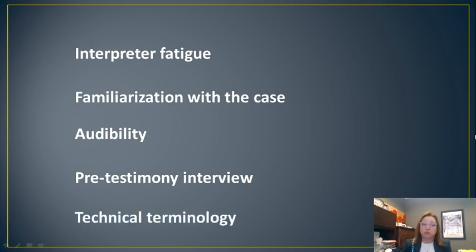Technical terminology, just like I said before, familiarize yourself with the case. There is some technical terminology that's going to throw you off and you might not be able to interpret, so you want to know ahead of time and you need to study. We are not geniuses. We don't know all the words in the world, and we are constantly studying, and that's why we need to know ahead of time what we are doing. Jury instructions are probably the most difficult thing that you're going to do.